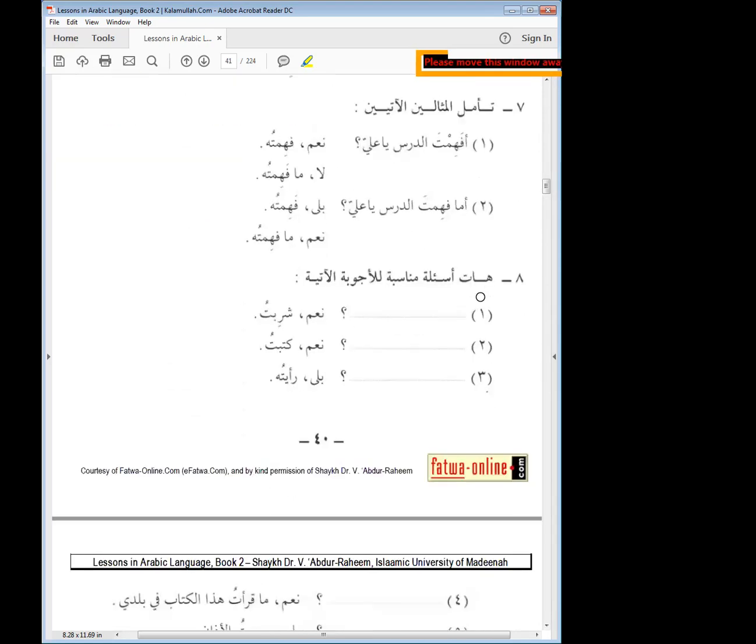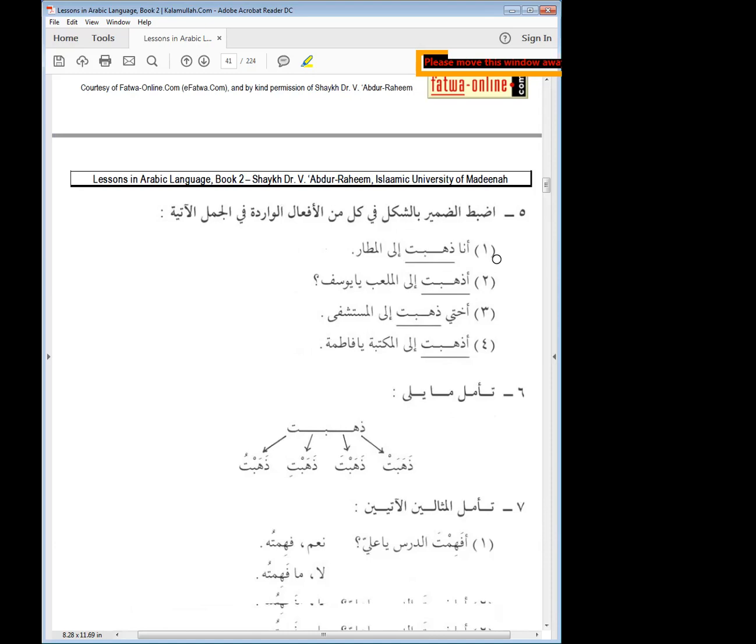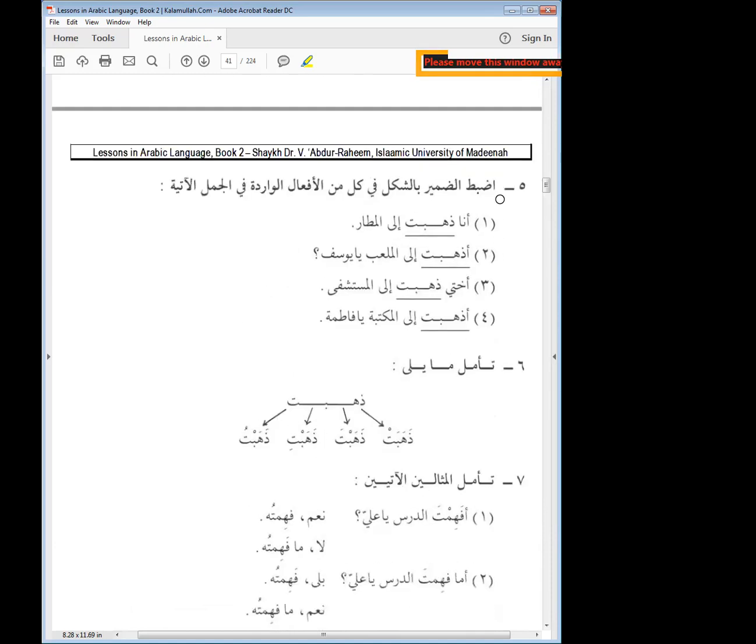Next page, page 40. Vocalize the pronoun and form in each of the verbs in the following sentences. Look at the following examples, everybody on page 40. This is basically teaching you again the conjugation of the past tense verb. So quickly, say after me.